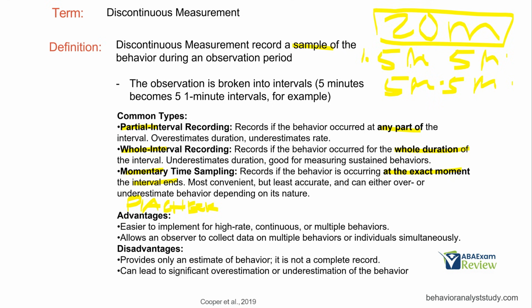Sampling data can be easier to take, but there are obvious glaring issues here. Again, we have 20 minutes of observation. We're only getting 4 data points. How much can we really learn from that? What are the advantages then? Why would we ever use this?